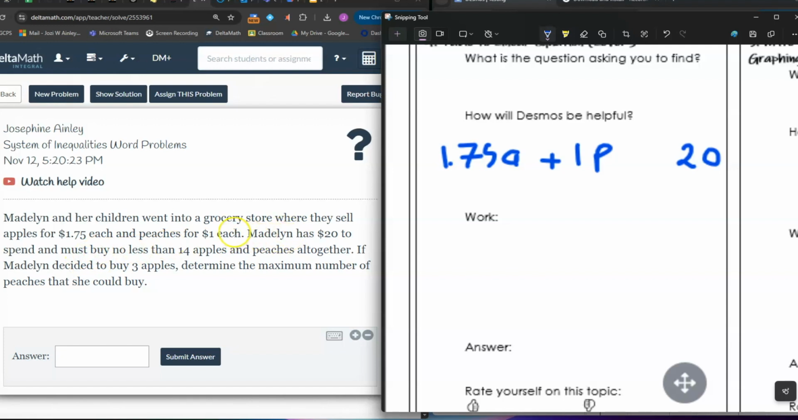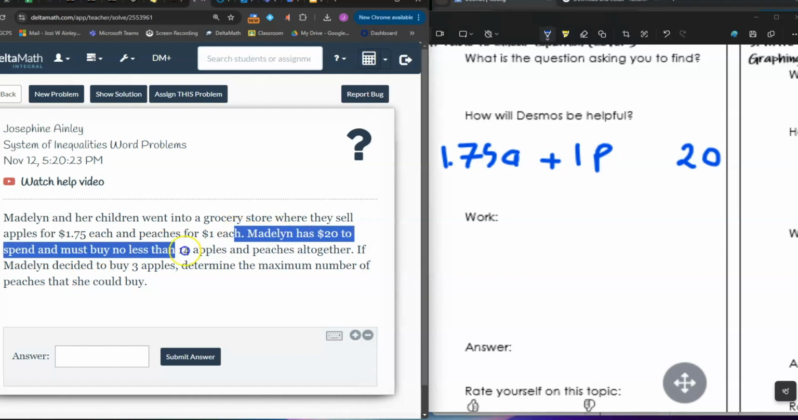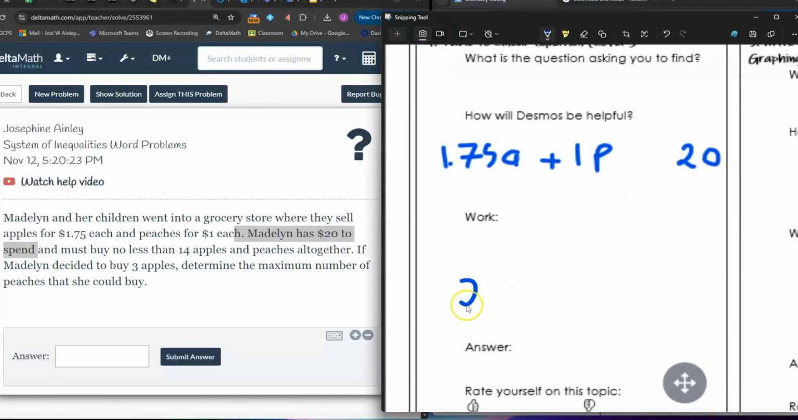All right, so in fact, let me do it now. Madeline has $20 to spend and must buy no less than, okay, so that's extra. But she has $20 to spend. So can she spend 21? No. Can she spend 20? Yes. So she can't spend 21. Can she spend 19? Yes. So it's going this way. And look at my arrow like that. So I'm going to put my arrow like this, and I'm going to include the 20 because she can spend 20.